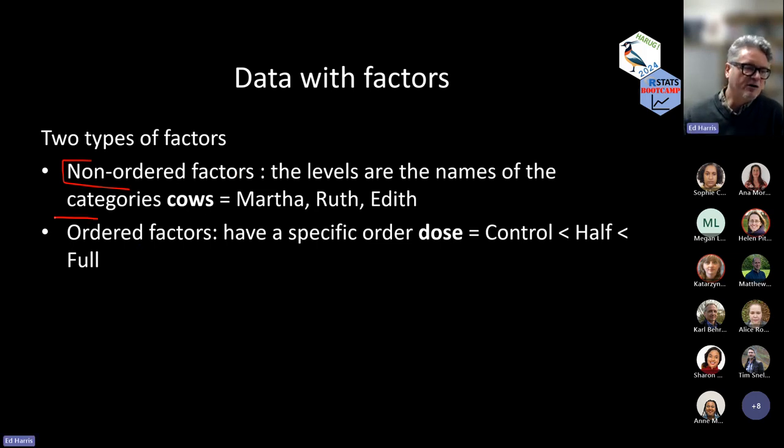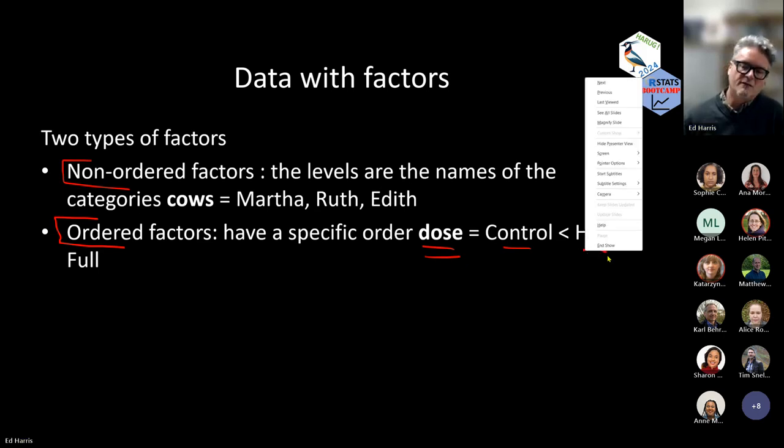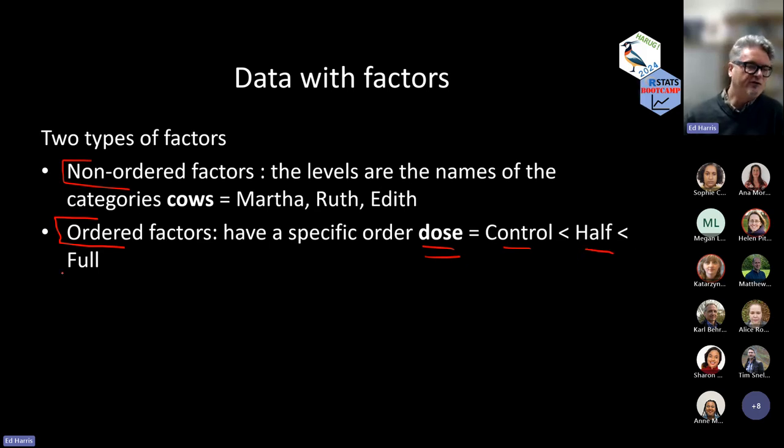But we might have ordered factors that do have a specific order. In this case, it might be something like a dose, where you have a control level of the factor, where there is a placebo or zero amount or a very small amount. And then maybe you have some ordered factor, like a half dose and a full dose, or maybe many more. A lot of field trials would have something like this too.